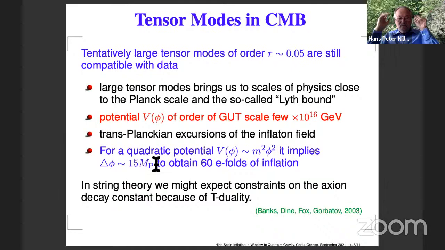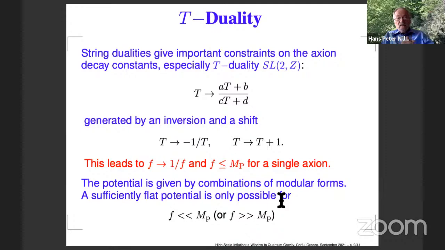And if something is trans-Planckian, of course you have to worry whether gravitational corrections spoil the picture. And in fact, in string theory, one can discuss in some models the possible constraints on the axion decay constants. This was done first by Banks, Dine, Fox, and Gorbatov in 2003, and they used T-duality of string theory to constrain it. These string dualities like T-duality, for example, follow the transformation properties of SL(2,Z), and they are generated by an inversion and a shift. So the inversion inverts T to minus one over T. And that's, of course, the important issue here. You can actually map that in certain string theories with enough supersymmetry.